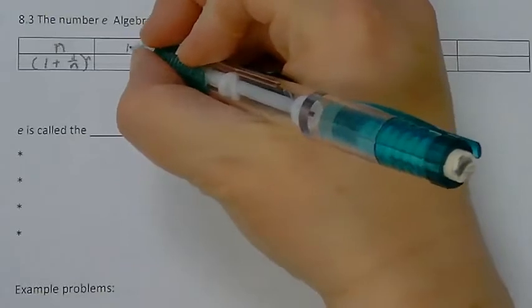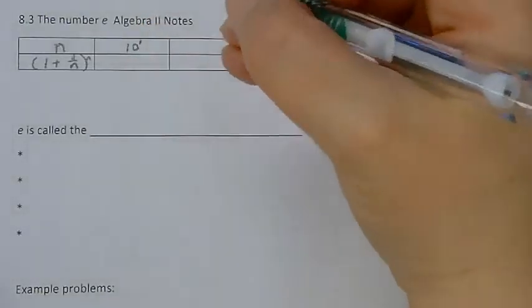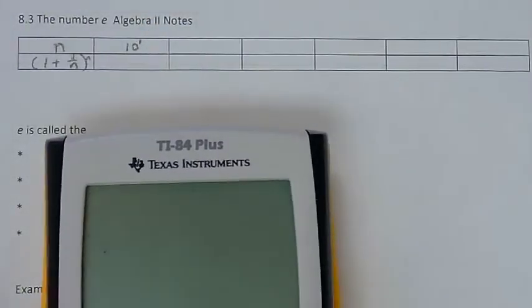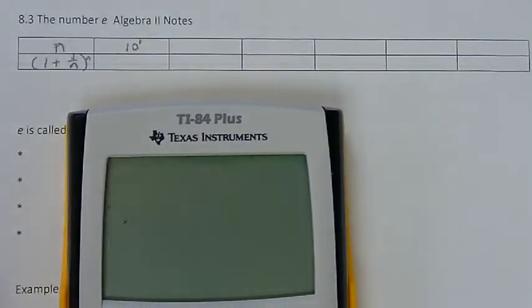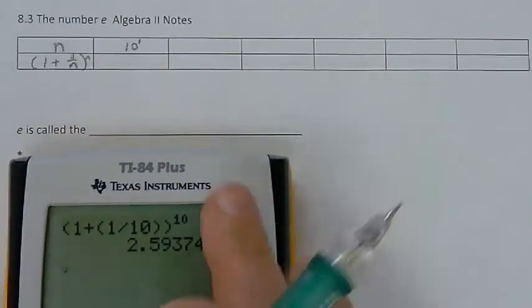So I'm going to start with 10 to the first power, which is 10. So I'm going to type that in the calculator. Parenthesis, 1 plus, parenthesis, 1 divided by 10. And then I'm going to take that to the 10th power. And I get 2.5937.